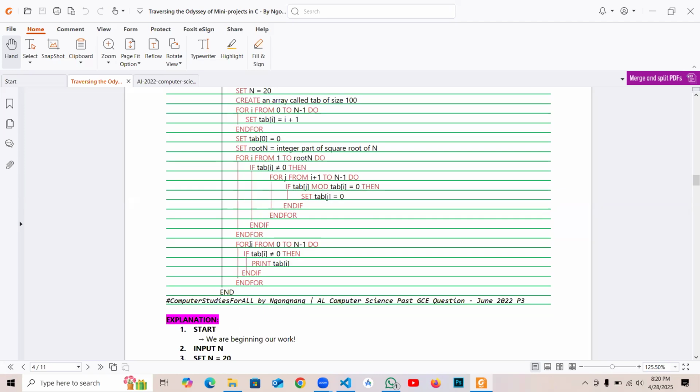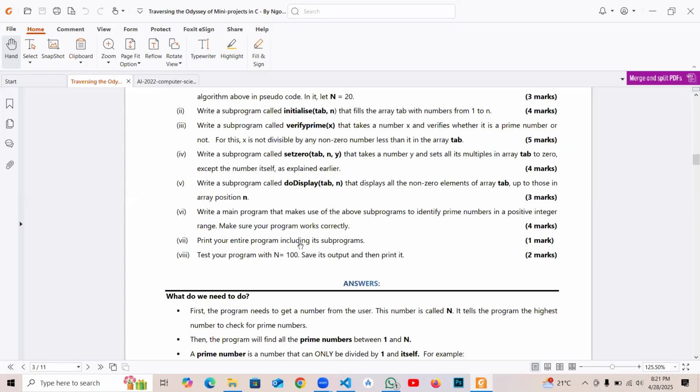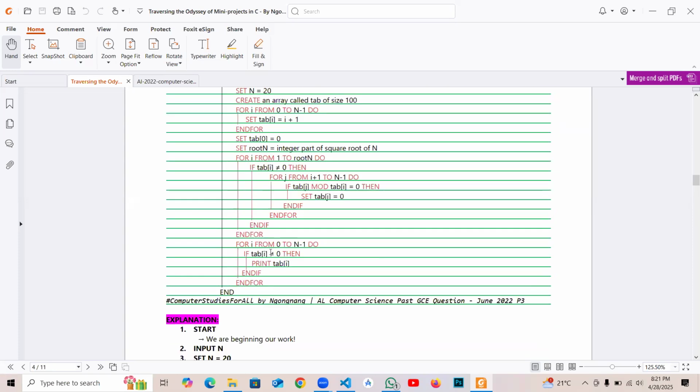Then I move here. For I from 0 to n minus 1, if the number at this position is different from 0, then I should print it. This is printing of the array now. So I need to go and start again from index 0 and then check if the number is different from 0. It has 2, 3, different from 0. We should now print the array. So that is why I say if tab of that I is different from 0, then we should print tab of that number. I hope it's clear now. Any question?